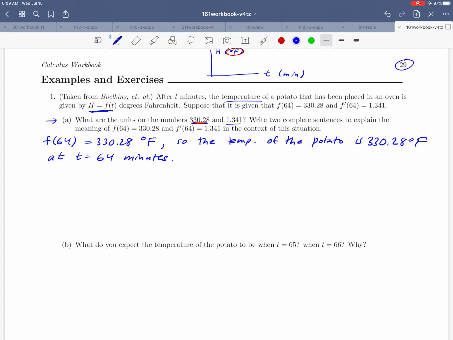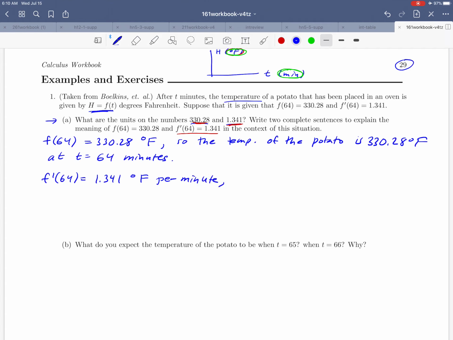Then what about the next number, the 1.341? That was a value of the derivative, so let's think about units there. F prime of 64 equals 1.341. A derivative is about a rate of change, and in this case we're measuring the rate of change of temperature with respect to time. So the units should be units of rise, which is degrees Fahrenheit, over run, which is minutes, looking at our graph at the top here. So the units of that should be degrees Fahrenheit per minute.